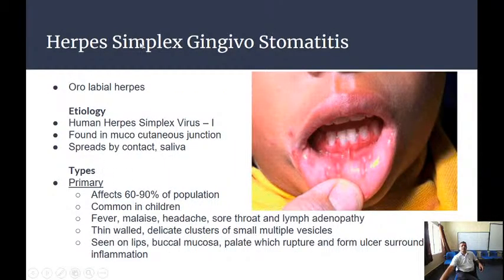Then, we come to another condition which is called herpes simplex and orolabial herpes. The human herpes simplex virus is the one which causes this, and this is found in mucocutaneous junctions, spreads by contact and saliva, and it's quite a common condition where you have fever, malaise, headache, and sore throat and lymphadenopathy.